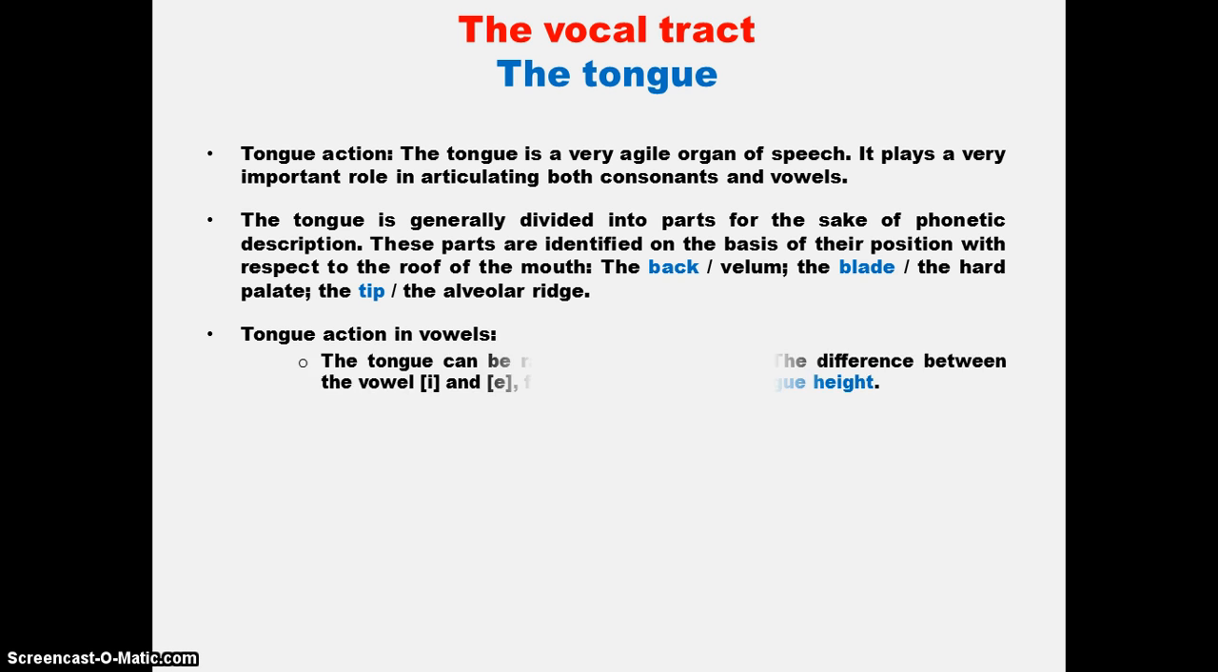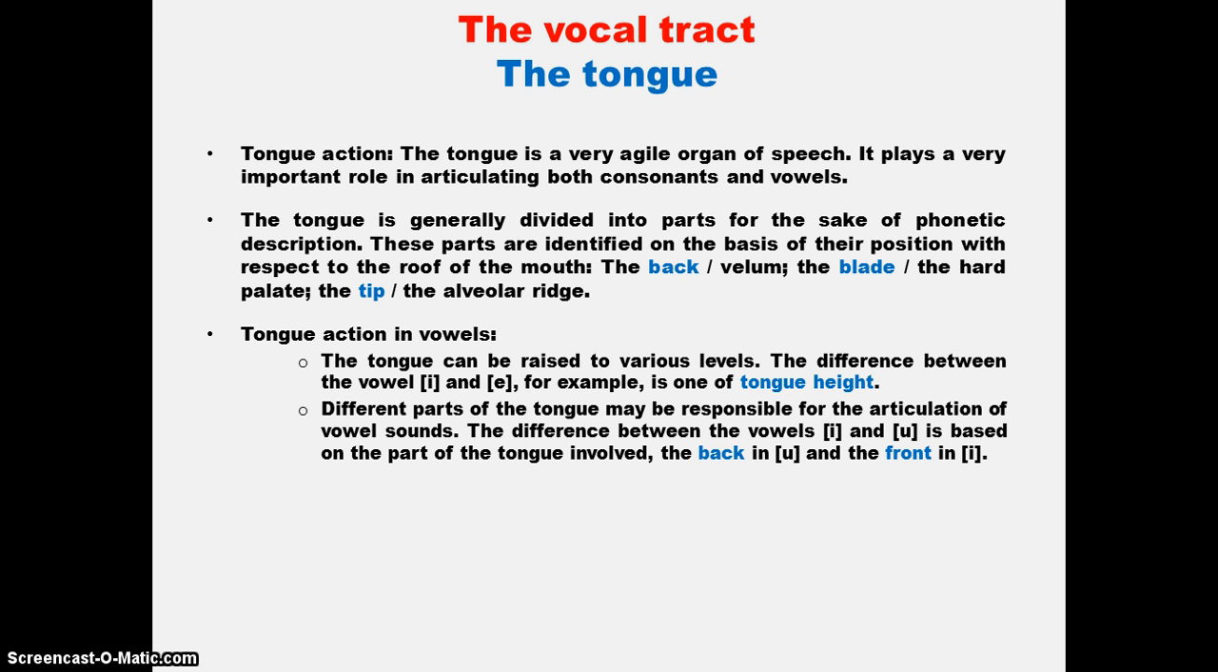Tongue action in vowels. The tongue can be raised to various levels. The difference between the vowel E, for example, and E is one of tongue height. Different parts of the tongue may also be responsible for the articulation of the different vowel sounds. The difference between the vowel E and U is based on a part of the tongue involved, the back in U and the front in E.